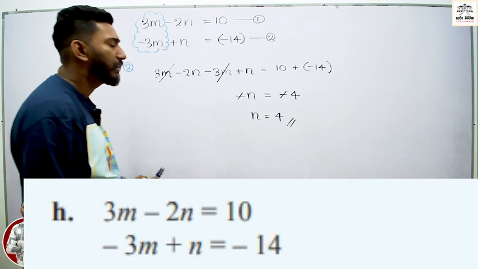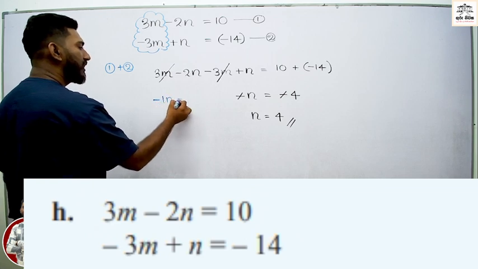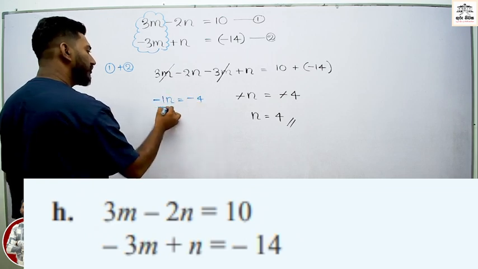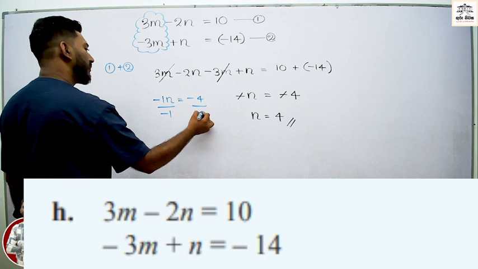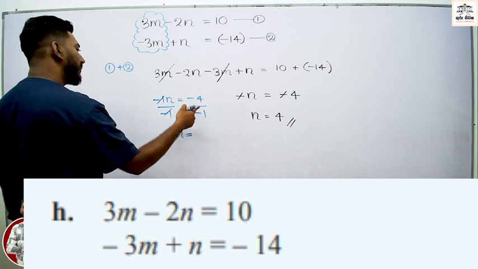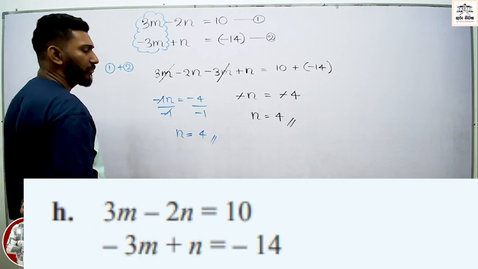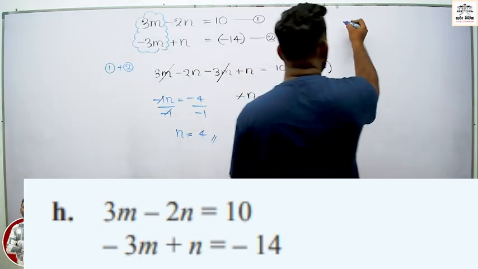n is plus 4, because minus 1n equals minus 4. You need to divide by minus 1. Negative divided by negative is a plus, so it should be plus 4. Now n equals 4.